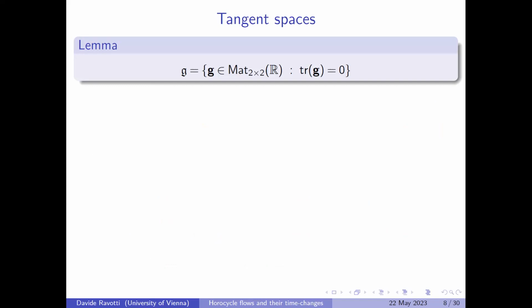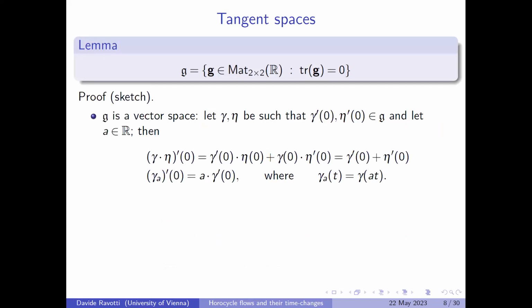Okay, so let me sketch the proof of this lemma. So first we can prove that this g is a vector space. So how do we do this? Okay, let's take two elements, gamma prime of 0 and eta prime of 0 in g. So these are two geometric tangent vectors that correspond to two smooth curves, gamma and eta. So I need to prove that their sum is again an element of g. How do I do that?